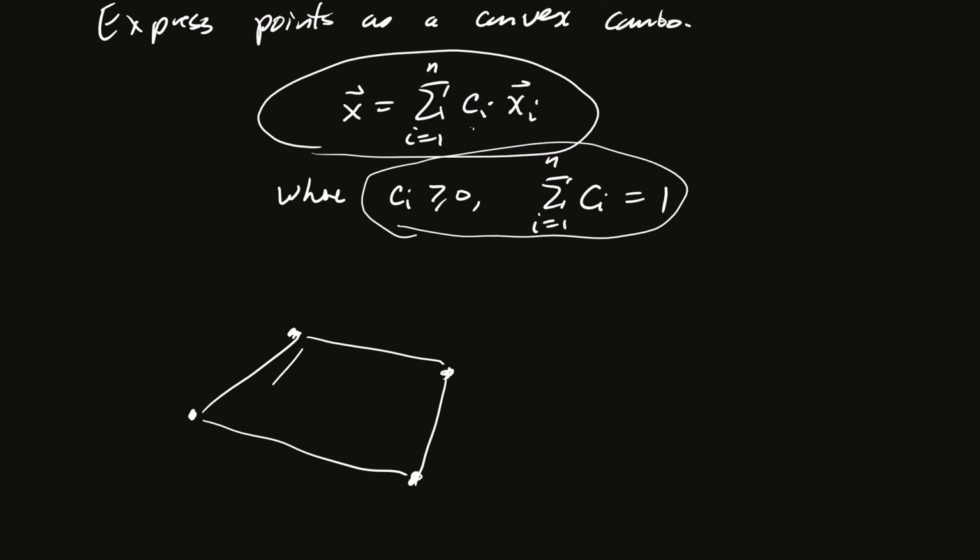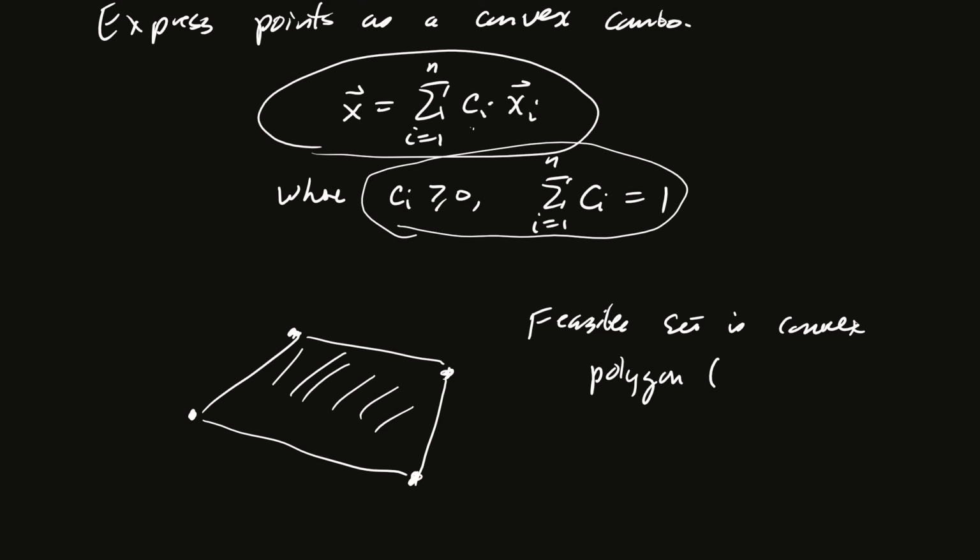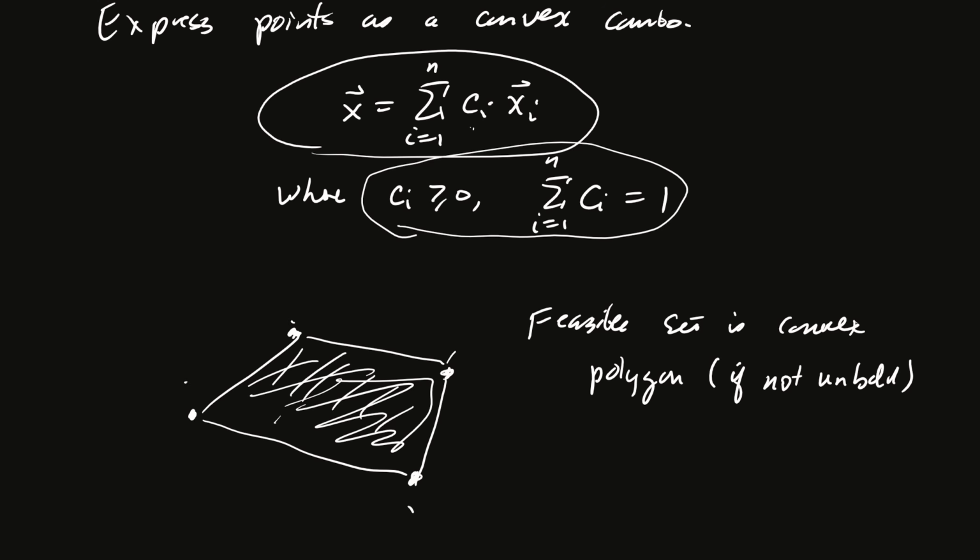This is something that's used quite frequently in other fields. We're not going to use it a lot, but it does give us a way of representing all the points in our feasible set, because our feasible set is convex. It's a convex polygon, usually, if it's not unbounded. And so we should be able to write every point in the set as a convex combination of our corner points. So that's the point there.